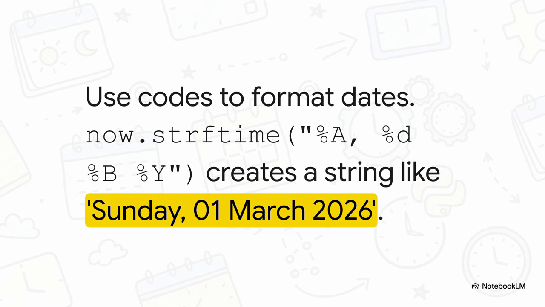You see those little percent sign codes? You're basically giving Python a recipe for how you want the date to look. Here, we're saying give me the full weekday name, then the day, then the full month name, and finally, the 4-digit year. And look at that beautiful output.